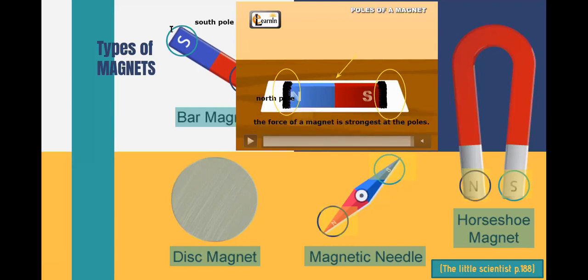Is this clear for everyone? Yes. So magnets have different forms and shapes. They can be bar magnets, ring magnets, horseshoe magnets, even oval magnets. But all magnets have poles, and they have powers that are stronger on the poles and not in the middle.